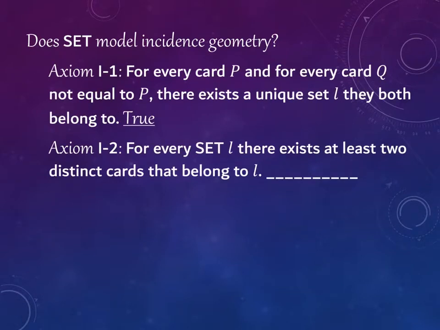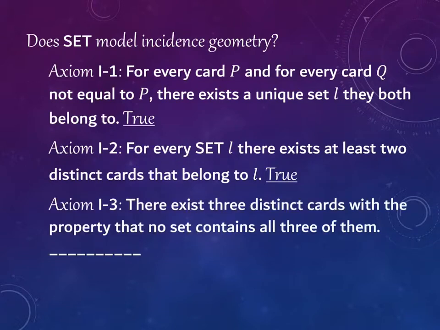Every 2 cards that I pick, there's only 1 third card that can go with it. So it's a true axiom. For every set L, so now imagine you picked up a set and you've had them in your hand, you've got those 3 cards there with you. There exist at least 2 cards that belong to L. Well, yeah, there were 3 in fact, we know that. So that one's an easy one for us to check because we played the game.